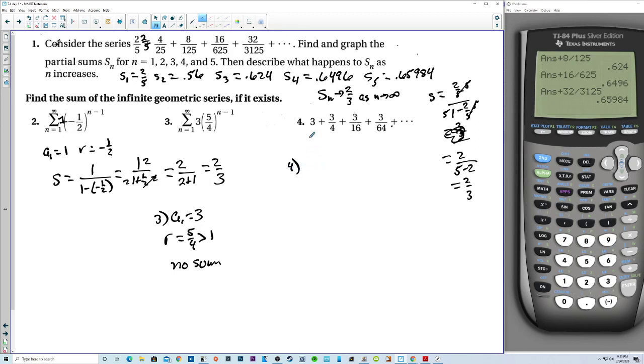Number 4, let's see, what are we multiplying by? We're multiplying by 1/4 to get the next term. So r is 1/4, which is less than 1. Actually, the absolute value of it is less than 1, but if it's positive, we don't really have to worry about the absolute value part. So the sum is a sub 1, which is 3, over 1 minus 1/4. Now we can multiply everything by 4, the denominator. And we get 12 over 4 times 1 is 4. Those cancel out, 1. So 12/3. The sum for this one is 4.